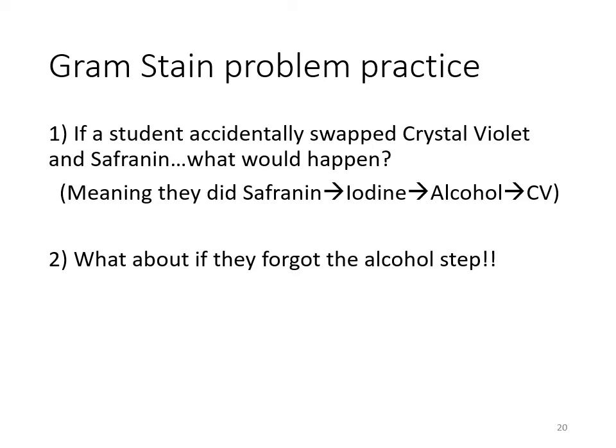So what happens when you try to add safranin or a counter stain at the end? Can't enter any of those cells, right? Because all of those cells are still full. So at the end of this Gram stain, everyone's cells, both Gram positive and Gram negative, would be purple. And so this would no longer be a differential stain, but would instead act like a simple stain.